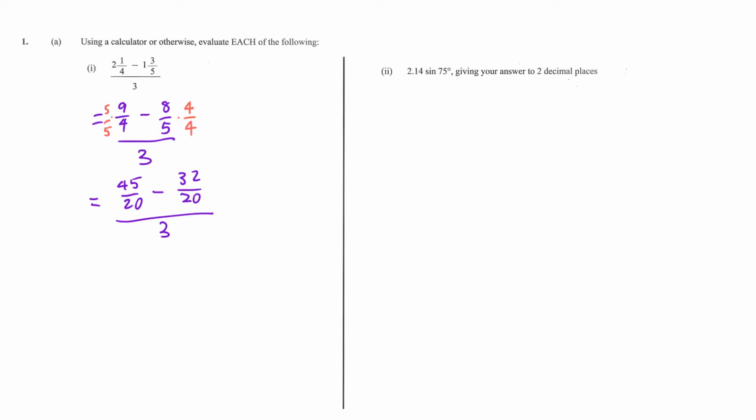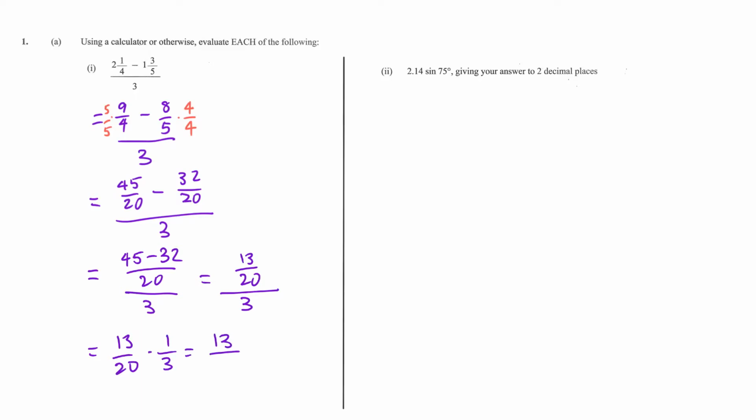Now that I have the same denominators, I can combine the fractions by doing 45 minus 32 divided by 20, all of this divided by 3. So on top, I'll have 13 over 20, and then divide the whole fraction by 3. I can rewrite that division by 3 by multiplying by the reciprocal of that denominator. So I have 13 over 20 times the reciprocal of 3, which is 1/3. This gives me the final answer of 13 over 60.